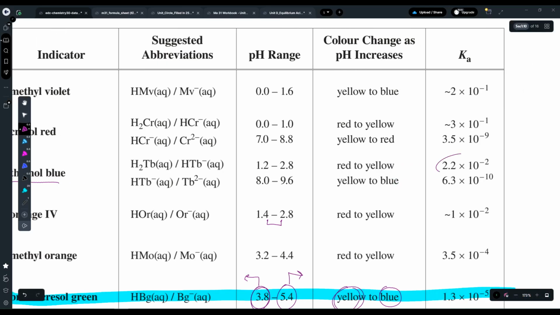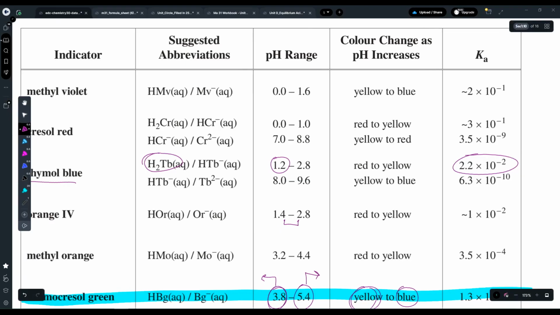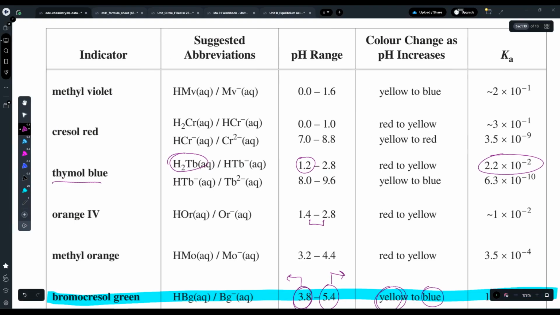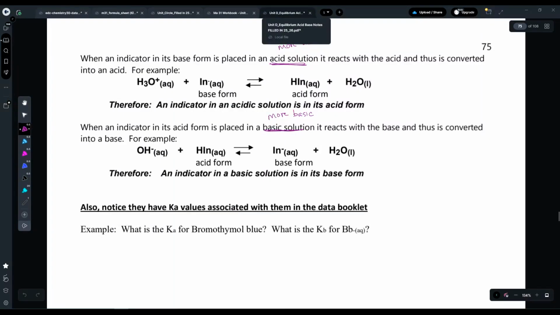So remember Ka, that's the acid equilibrium constant. So it's going to be associated with the acid form of the indicator. The acid form for thymol blue, at least in this first row here, you're going to find at a pH of 1.2 and below. So the Ka is associated with the more acidic form. And since we have the Ka, that means we can also calculate the Kb.